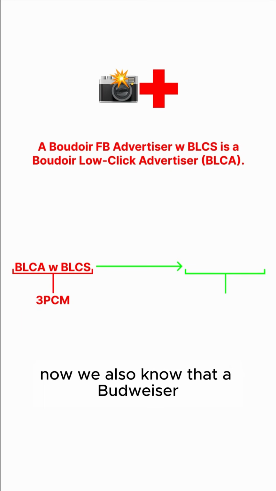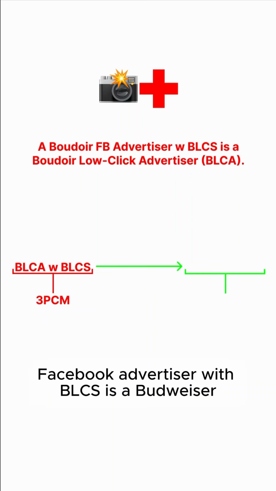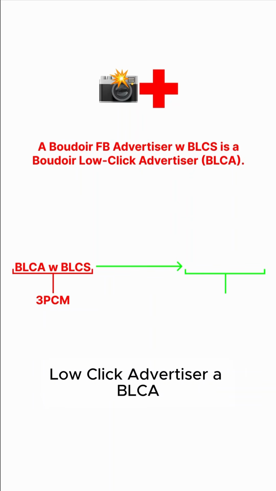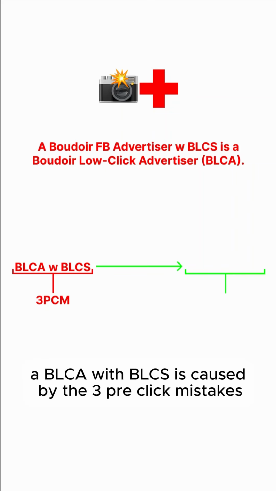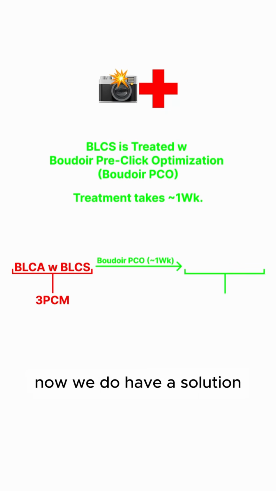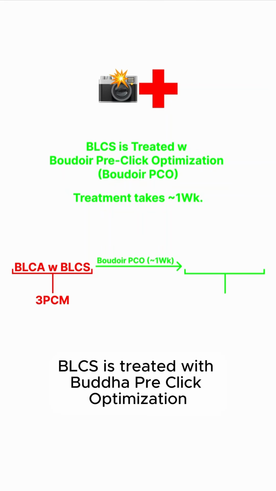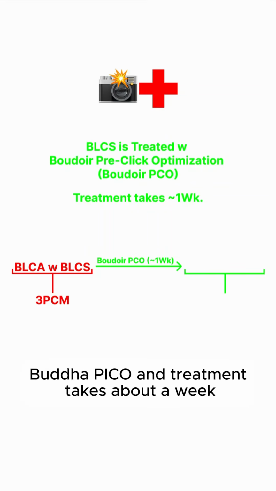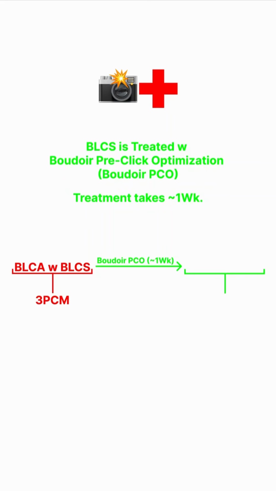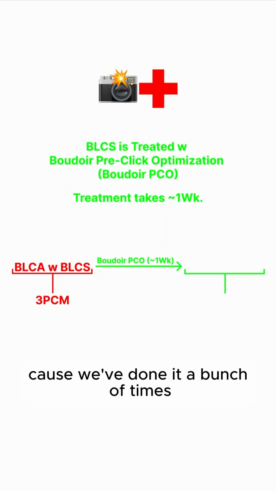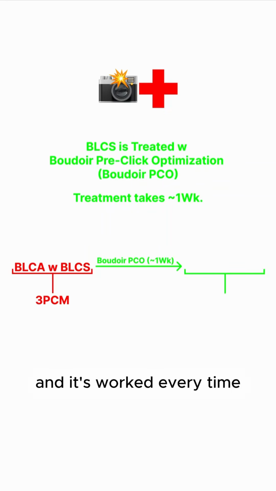Now we also know that a boudoir Facebook advertiser with BLCS is a boudoir low-click advertiser, a BLCA. So we're building our universe here. A BLCA with BLCS is caused by the 3 pre-click mistakes. Now we do have a solution. There is a solution to solve this. BLCS is treated with Boudoir pre-click optimization, Boudoir PICO, and treatment takes about a week. And we know about this solution because we invented it. Can't get this anywhere else. And we know it works because we've done it a bunch of times, and it's worked every time.